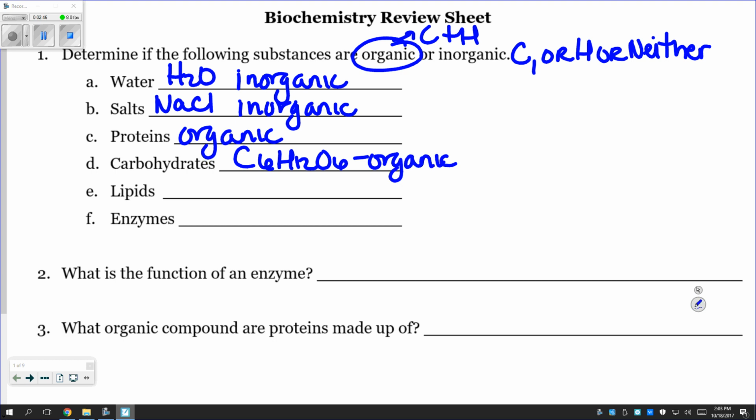Our next one is lipids. Remember, lipids is a fancy word for fats. Fats are, again, one of those big four organic compounds that we were talking about. So that one's going to be organic. And then finally, we have enzymes. Hopefully, we remember that an enzyme is just a specific type of protein. And above, we actually labeled proteins organic. So an enzyme is also going to be considered organic.